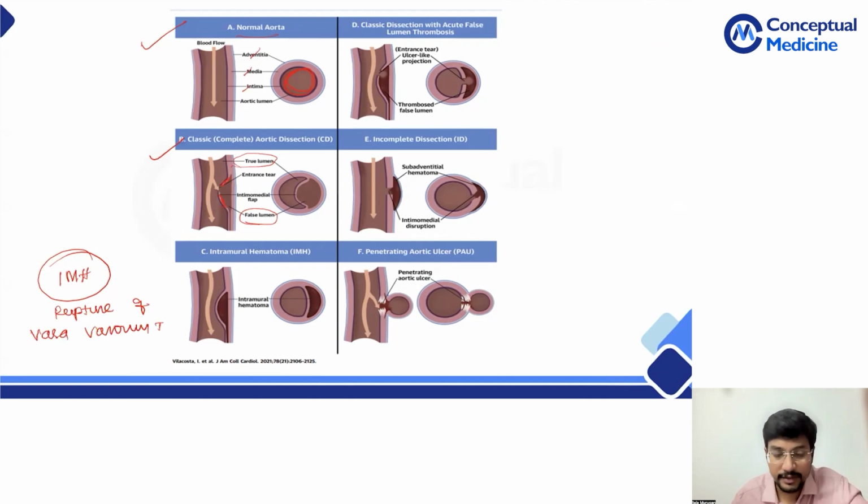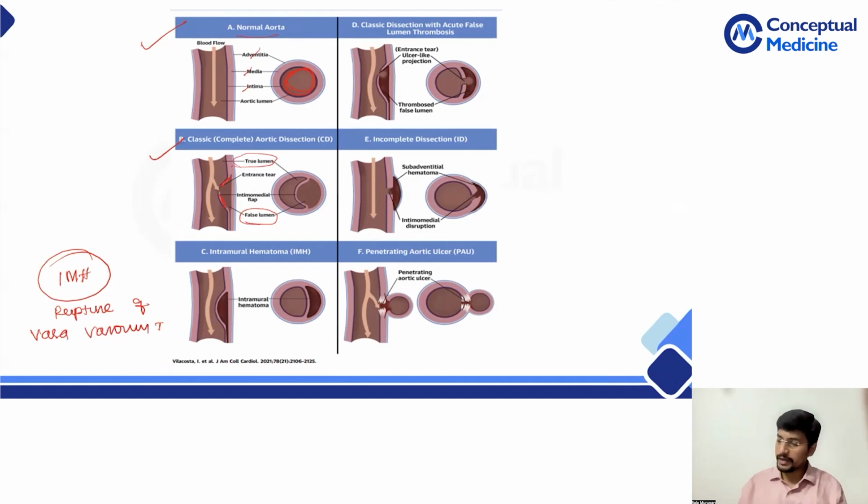This IMH can progress to dissection or rupture. So that's why we are worried. It can break the intima and then cause dissection. It can progress downwards, upwards. It can give way on the other side, causing rupture. That's why we are worried about this IMH.